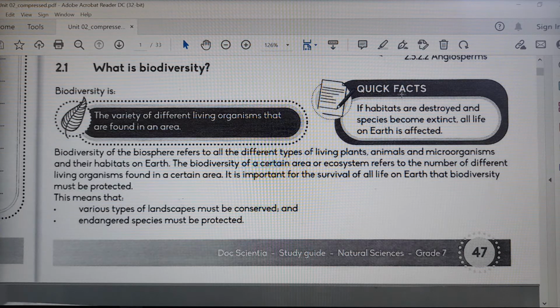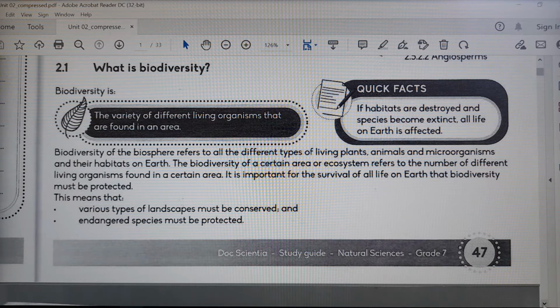And we've got a quick fact there. They say if habitats are destroyed and species become extinct, all life on Earth is affected. By now we have defined extinct: it means that there is no longer that organism that exists, like the dinosaurs, for example, they became extinct. So biodiversity refers to all the different types of living plants, animals, and organisms.